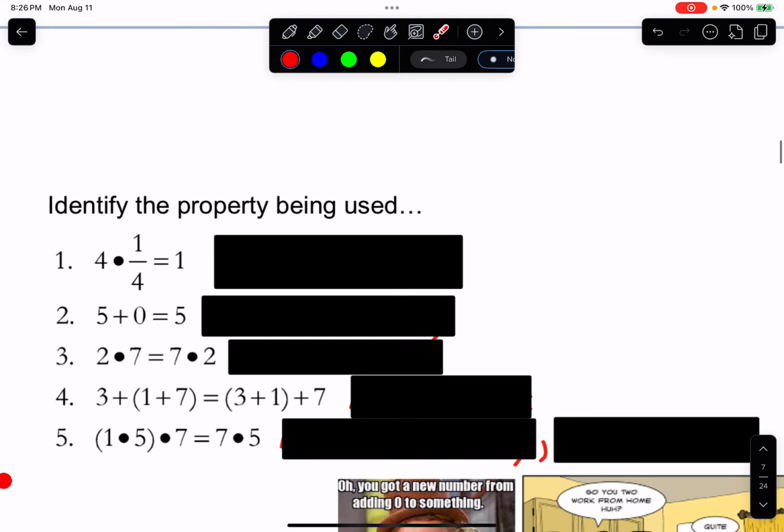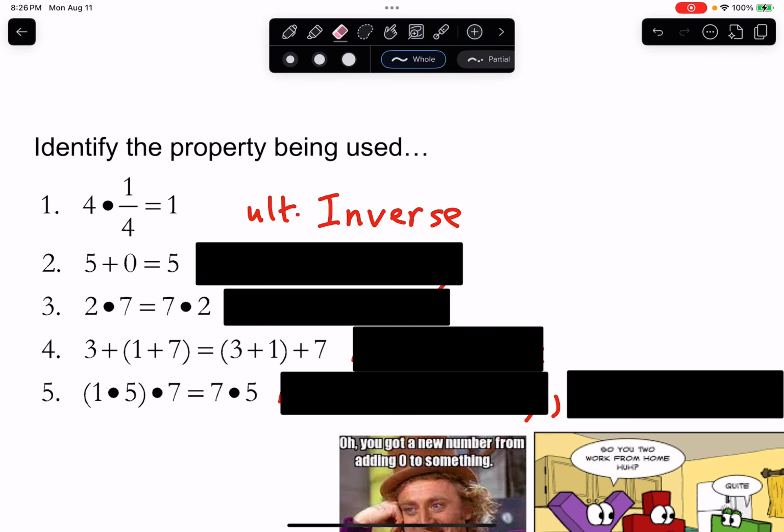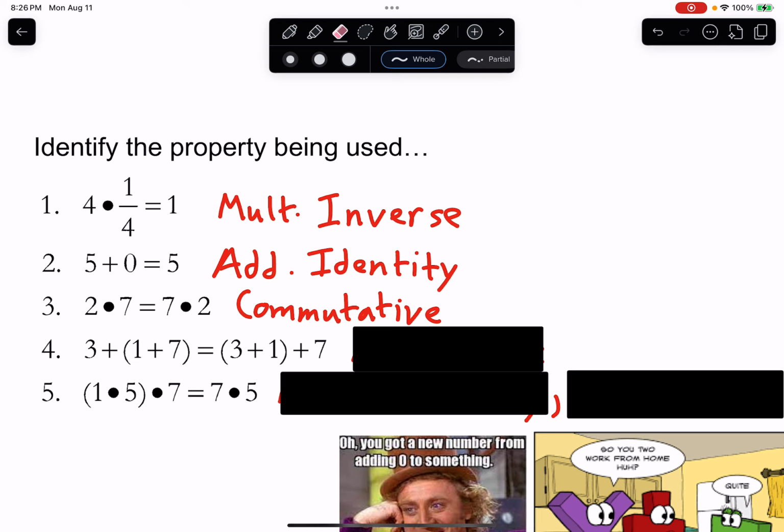Let's identify the property being used. 4 times 1/4 gets me 1. That is the multiplicative inverse. 5 plus 0 is 5. That is the additive identity. 2 times 7 is the same as 7 times 2. Same forward and backwards. That's the commutative property of addition, technically. Or multiplication, excuse me, brain fart.